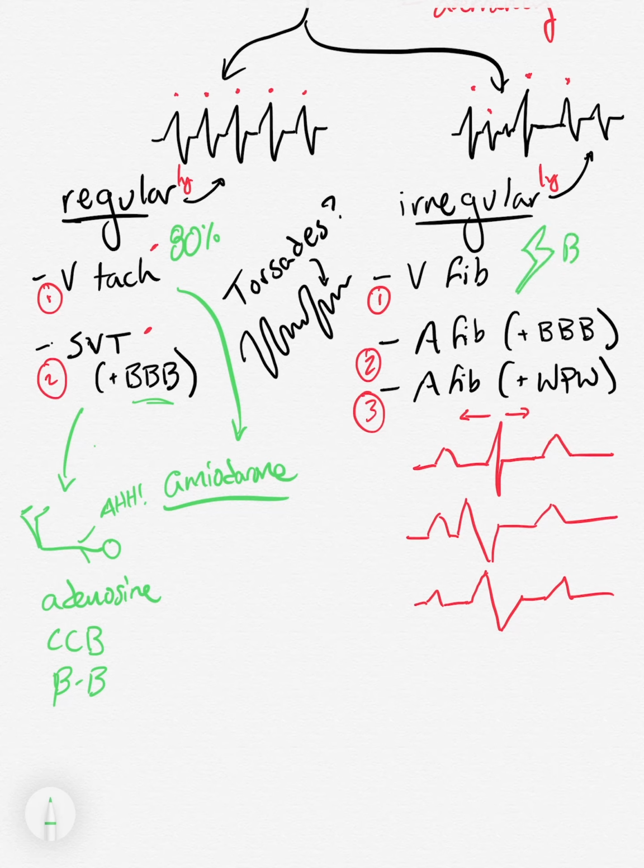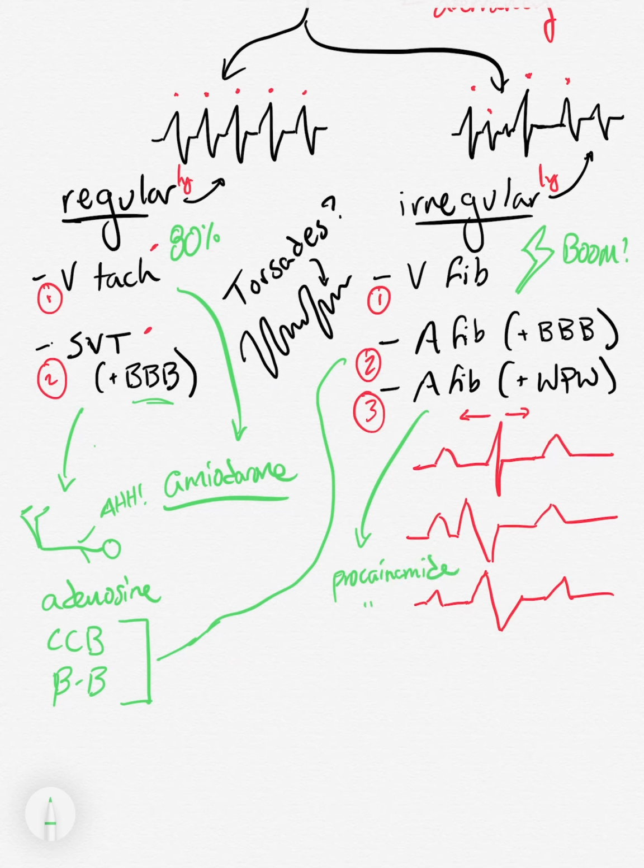Boom, boom, boom, boom, boom. Great, correct that rhythm. AFib with a bundle branch block, very similar to our SVT with a bundle branch block over here. Consider calcium channel blockers and beta blockers. For AFib with a WPW, consider procainamide, just to really slow everything down. Procainamide. I can spell. Yes.